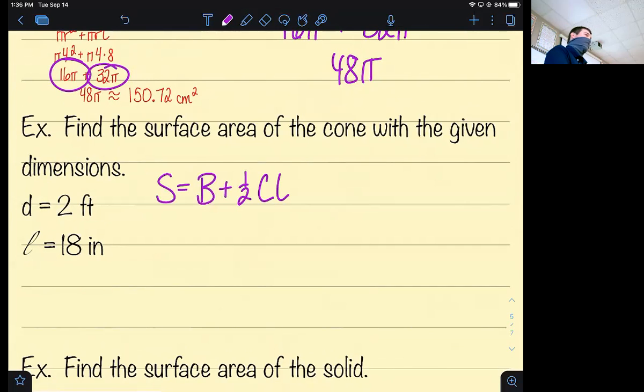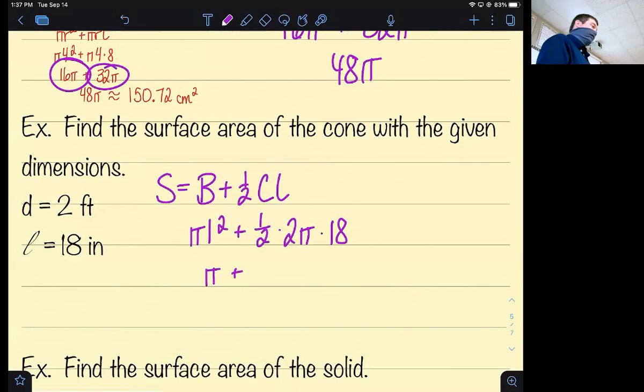If the diameter is 2, what does that make the radius? Jimmy? 1. For the circumference, I want to use the diameter times pi. But because I'm doing half, it's ultimately going to end up as another 1. And the L, the slant height, is 18. So when I simplify, 1 squared is 1. 1 times pi is pi.